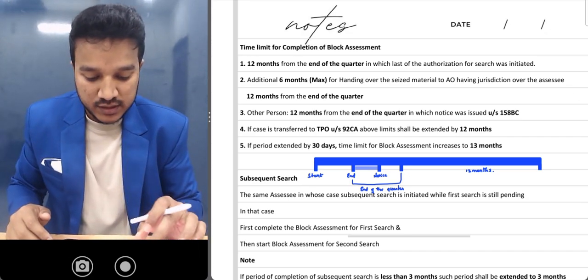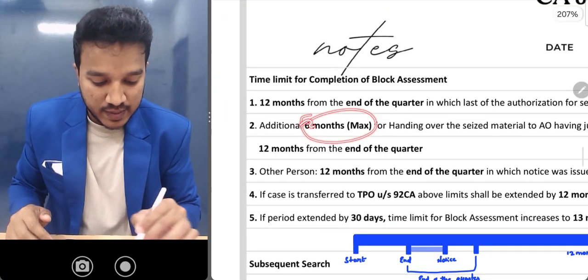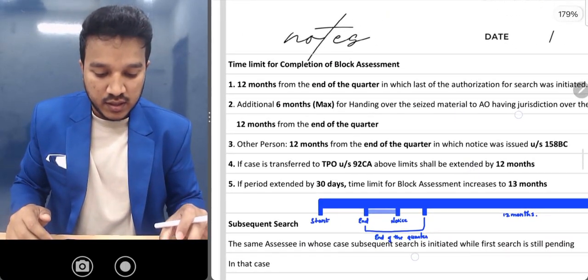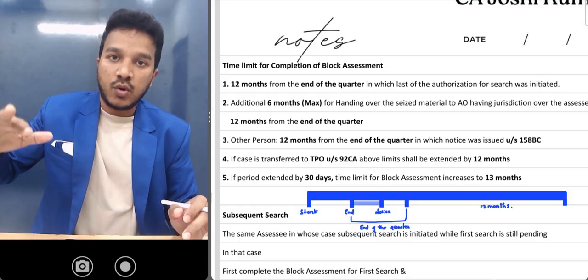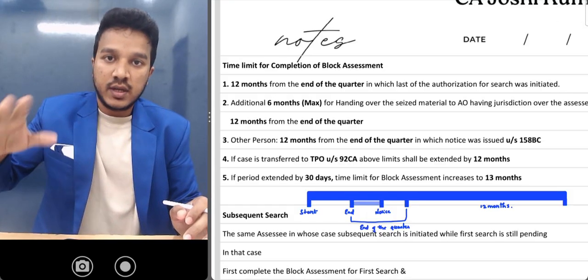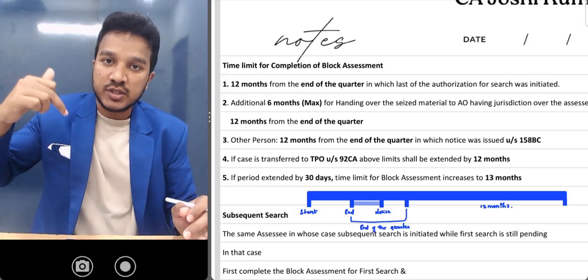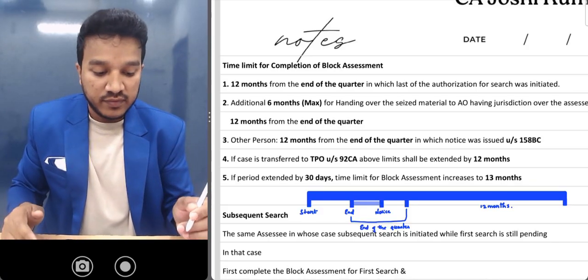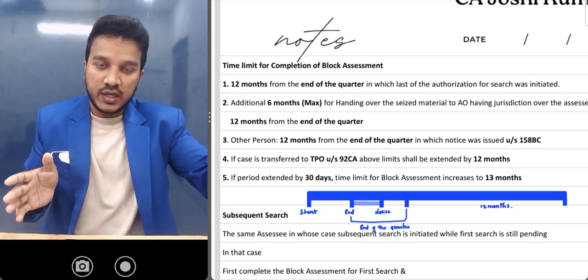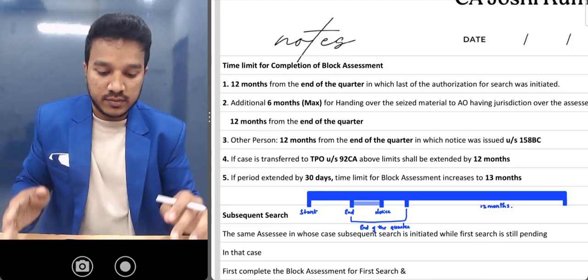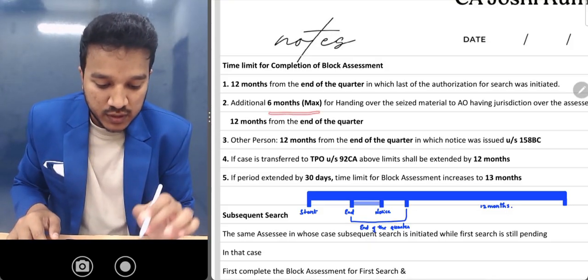Additional 6 months maximum, okay, this is additional 6 months maximum will be given. देखो, अगर तुमने कुछ assets या information find out की है and you want to hand it over, but you have to hand over that information to the AO, right? So any time that is taking for you to hand over the information to the AO, that period will be extended, ठीक है, and that period cannot be more than 6 months.